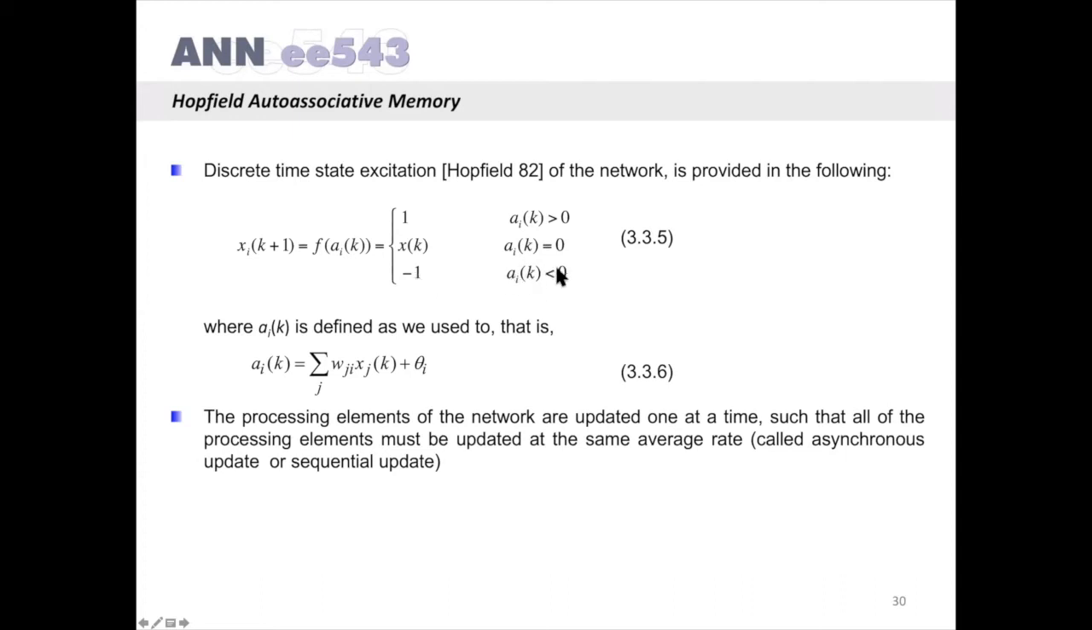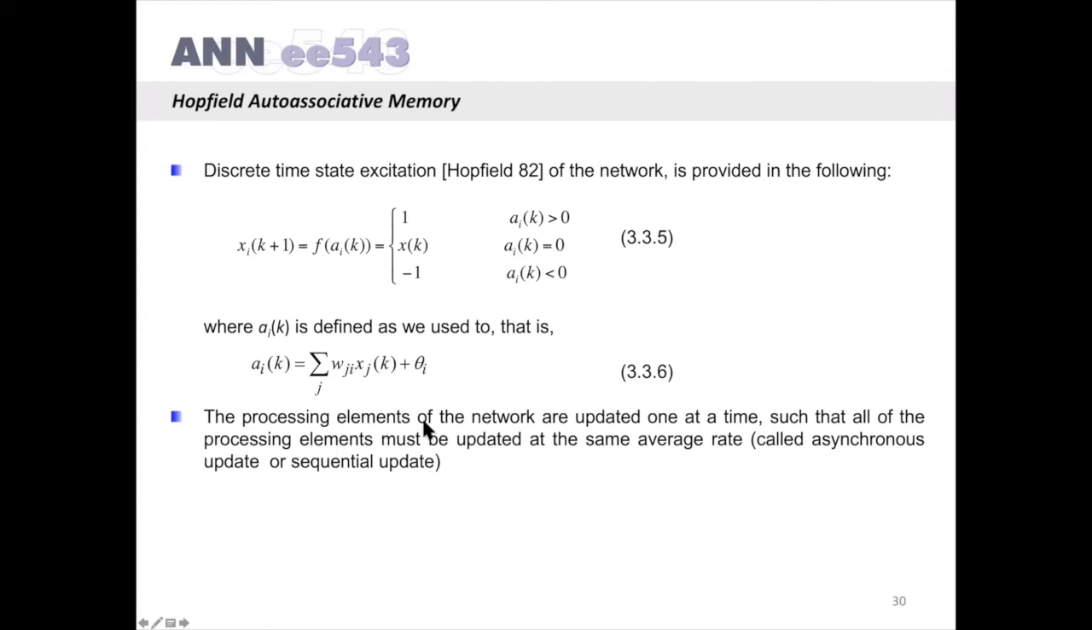where a_i(k), the activation, is defined as we used to, that is, activation i at time k is equal to the summation j from 1 to n of the connection weight from neuron j to neuron i, multiplied by the output of neuron j at time k, plus theta_i.